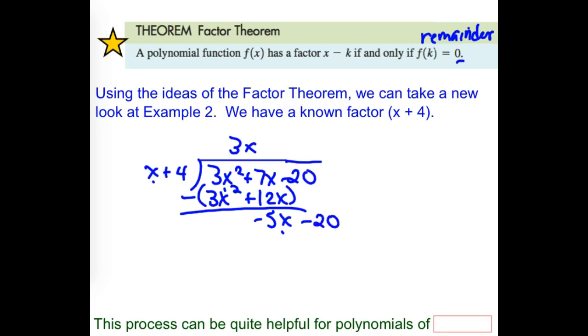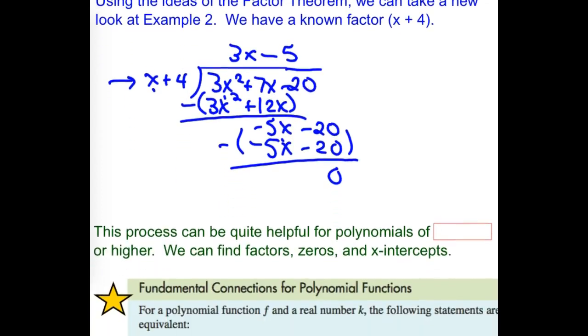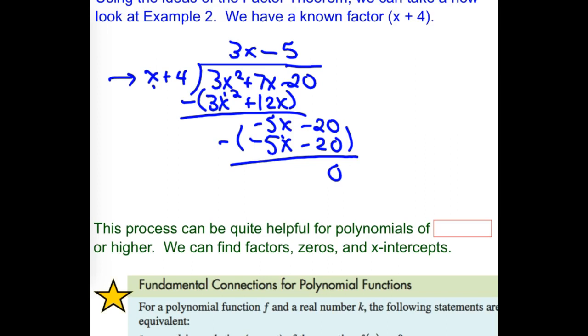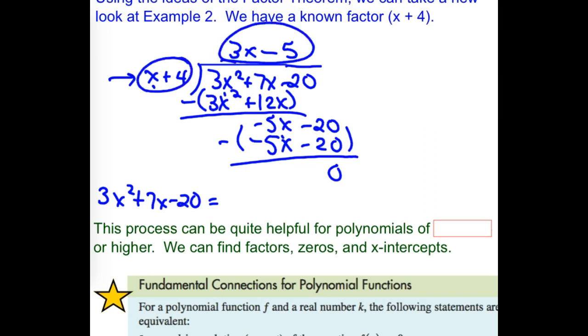If we take our first term, -5x, divided by an x, we get -5. And multiplying -5 to this x plus 4, we get -5x minus 20. And when we subtract, we have no remainder. So that basically is showing me that I could have used this to factor. 3x squared plus 7x minus 20 would factor into x plus 4 and 3x minus 5.